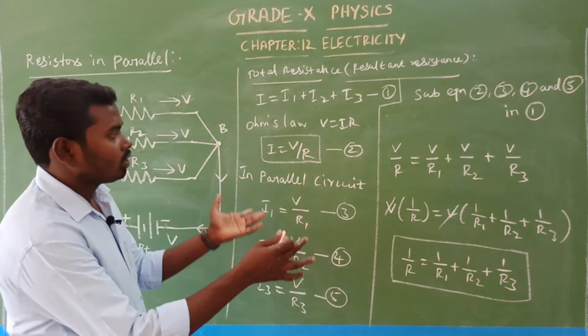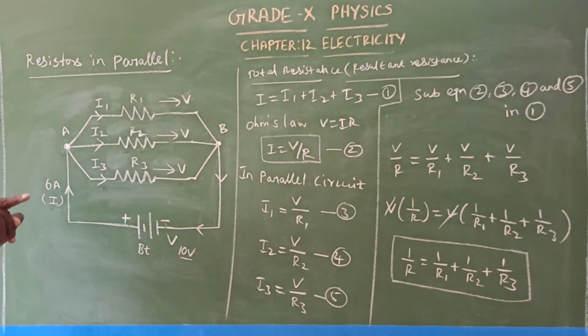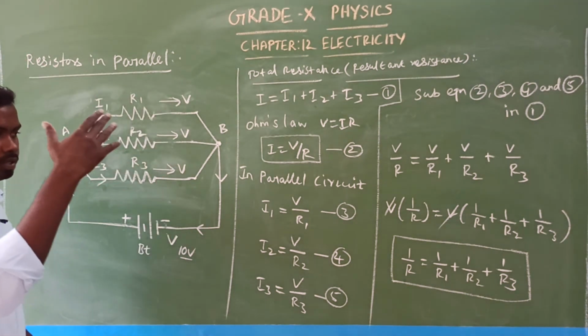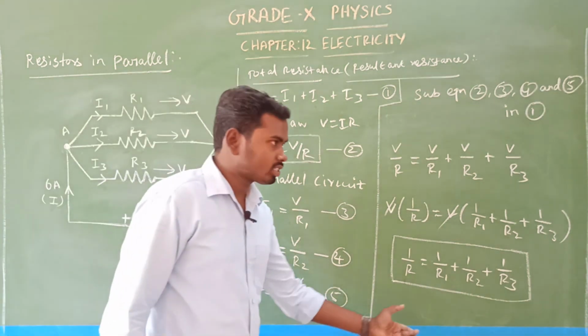Please do this derivation in your class book. This is a very important one. Just pause the video and note all this concept in your class book. Very easy. So this is the formula to find out the total resistance value.